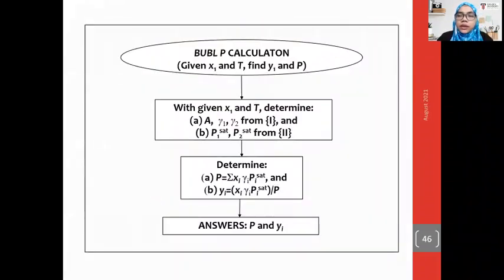Okay, this is the summary in determining the bubble P calculation. So we need to find the P here, and the liquid phase is given. So we have to calculate the A here, and it also gives us the value of the activity coefficient gamma. Then we can determine the P saturation for each species using the Antoine equation. And then finally we can determine our P here and also the composition of species in the vapor phase.